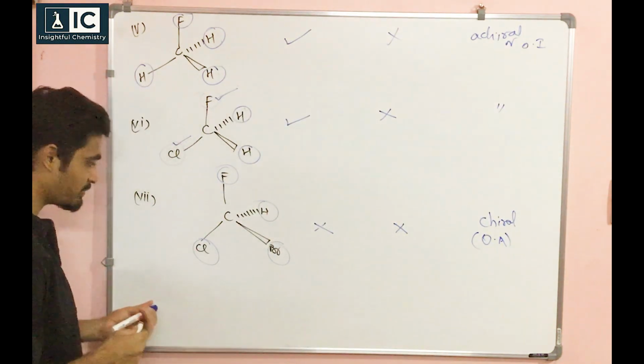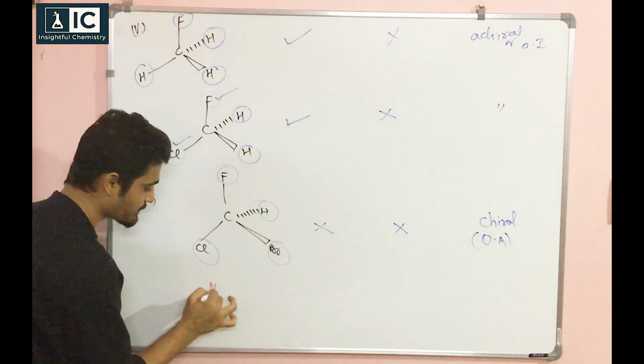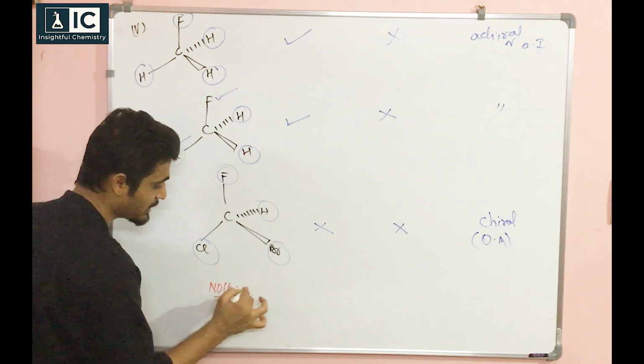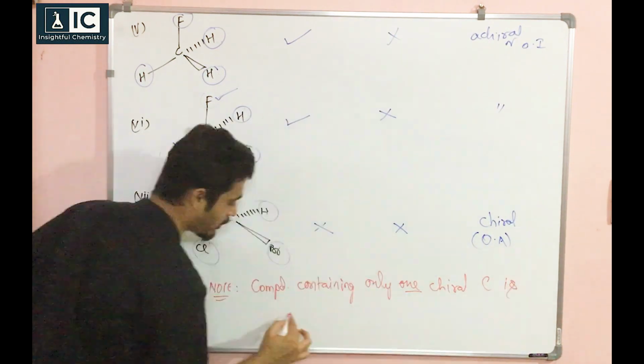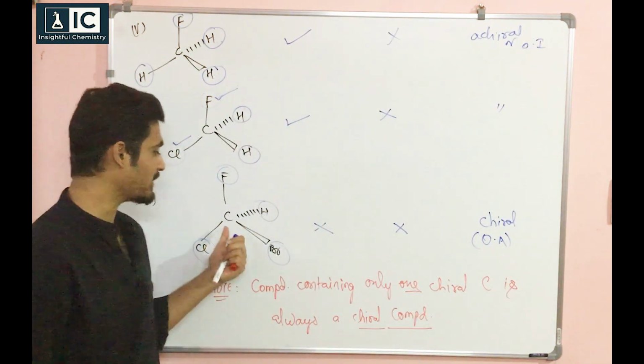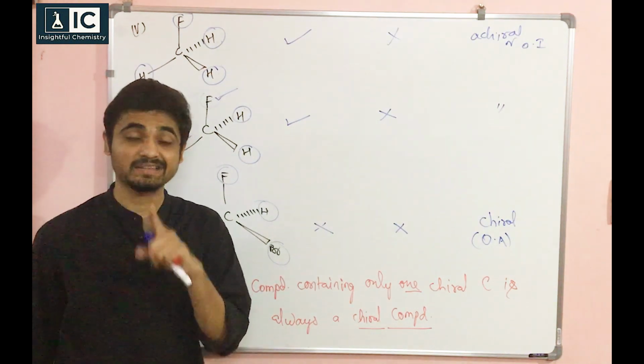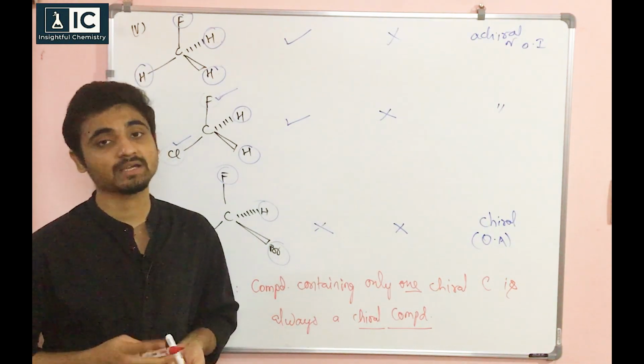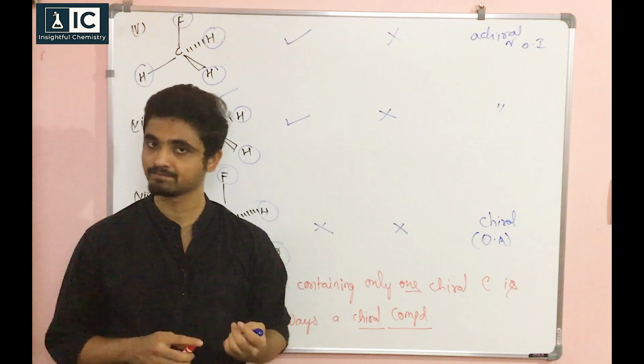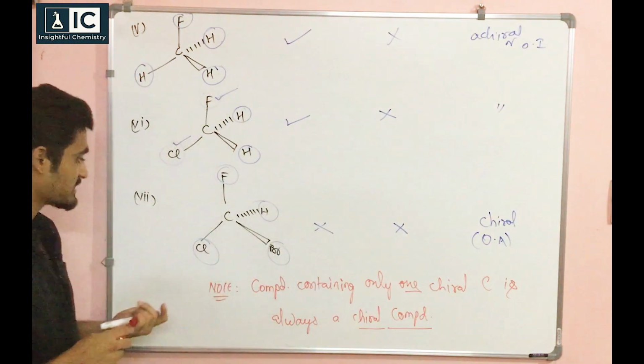Okay, so you can write one point here, and that point is: if you have a compound containing only one chiral carbon, that compound is sure to be chiral or optically active. Understood? Okay. Let's write more.